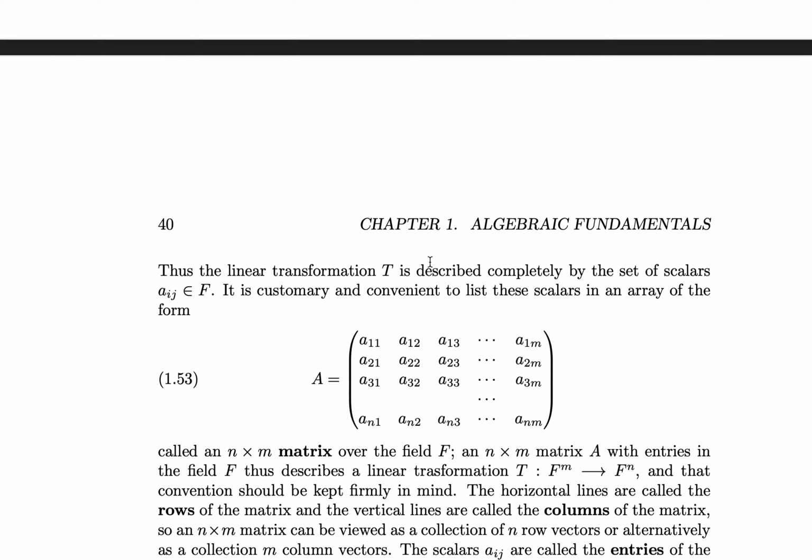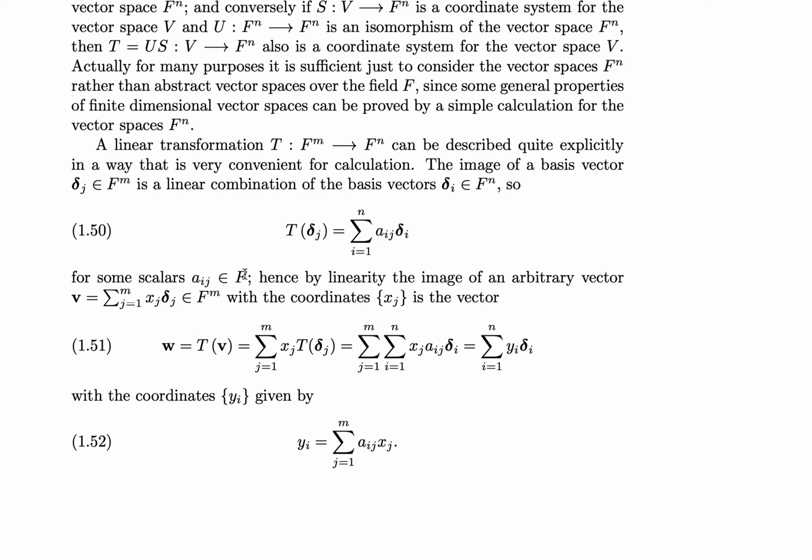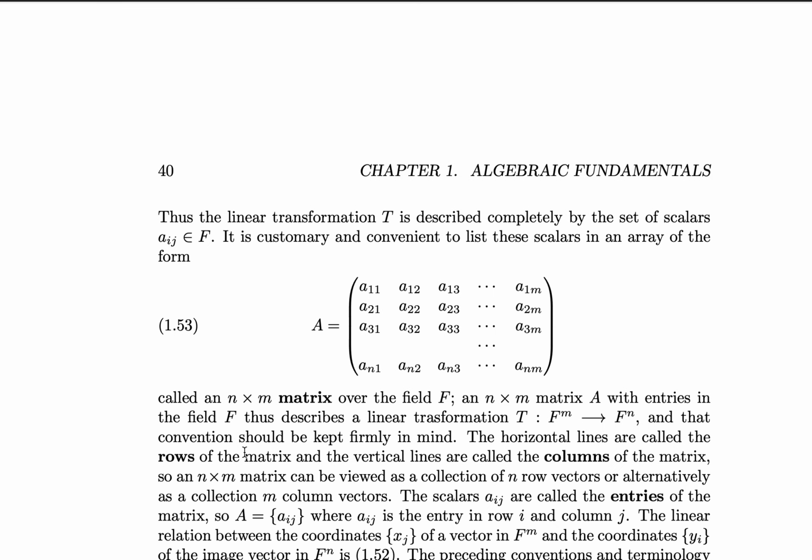Therefore, a linear transformation can be completely described by the set of scalars a_ij within F. That is, when we're doing this transformation to make w, which is written in terms of x_j's, into y_i's, we simply need all of these numbers a_ij. Noting that a linear transformation is another way of rewriting a vector, it is customary and convenient to list these scalars in an array of this form, where A is equal to a_11 all the way up to a_1m, and then down to a_nm. That is, you have n rows down and m columns along.